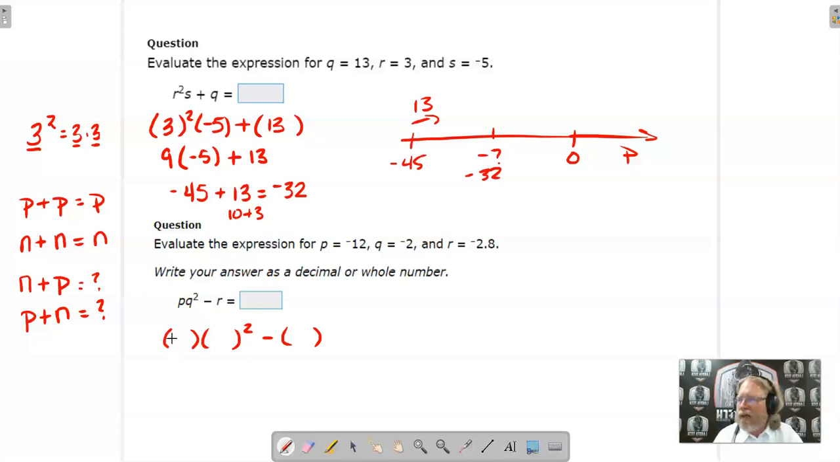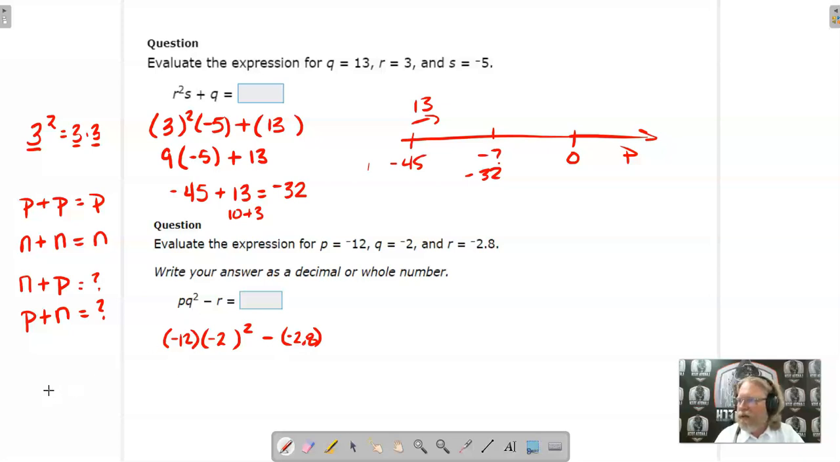So P is negative 12, Q is negative 2, and R, oh, I messed up, didn't I? Go back. Come on, Mr. T. You gotta know what you're doing there. There we go. Q is negative 2. Silly me. I had it right. And R is negative 2.8. All right, so let's deal with this exponent first.